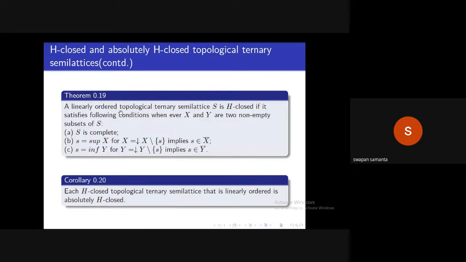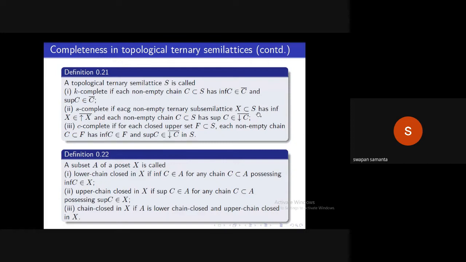Now, a linearly ordered topological ternary semigroup is H-closed if it satisfies the following condition: whenever X and Y are two non-empty subsets of S and S is complete, S equals sup X, if X equals the lower set of X minus S, implies S belongs to the closure of X. S equals the infimum of Y, for Y equals the lower set of Y minus S, implies S belongs to the closure of Y. And as a corollary of this, we can say that an H-closed topological ternary semigroup that is linearly ordered is also absolutely H-closed.